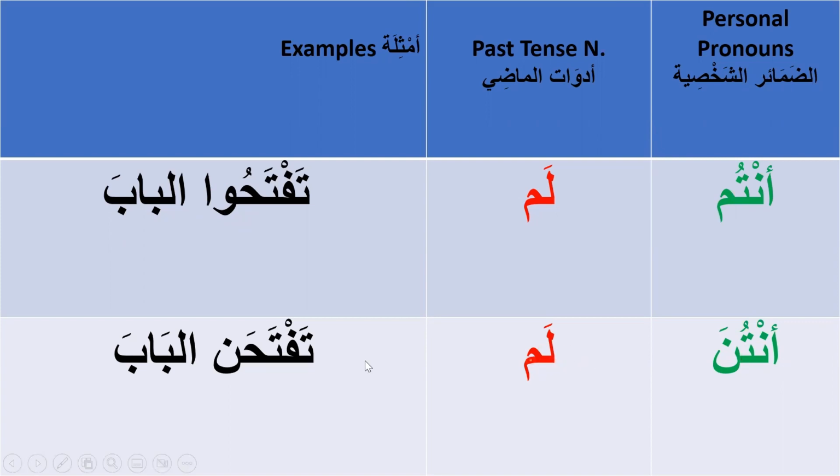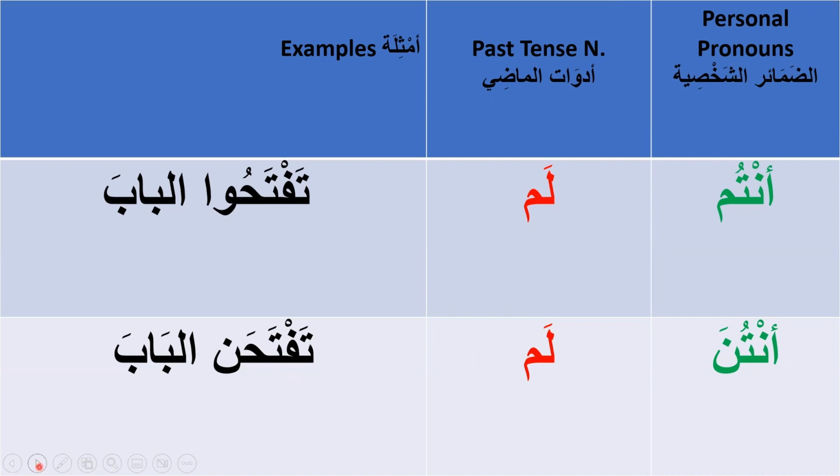Lam did not. تفتحنا الباب, did not open the door, and there's no change here. The present form, or the present conjugation, does not change. And tunna, if we are about to say the positive statement, تفتحنا الباب, you all open the door. You did not open the door. And tunna lam تفتحنا الباب, you all will not open the door. And tunna لن تفتحنا الباب. So there's no change in this one.